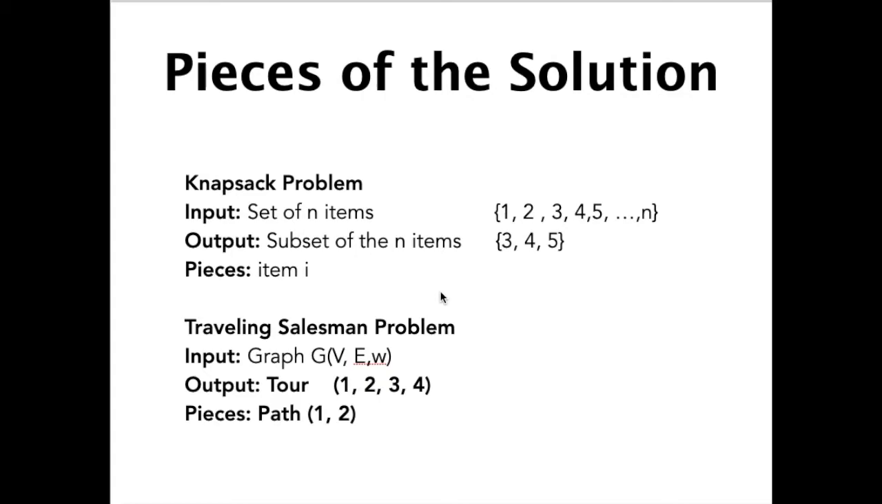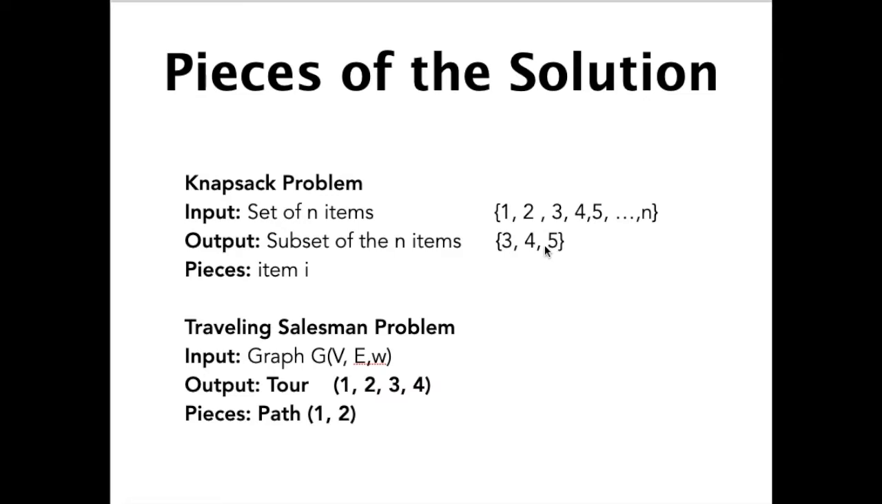To give you an idea how pieces of the solution are obtained, let's try to look at the two problems again. So let's start with the knapsack problem. The definition of the knapsack problem can be described using the input and output. For the input, you have a set of n items, from 1 to n. Then you have an output which is a subset of the n items. This subset, for example, if this is an optimal solution, will provide the maximum value.